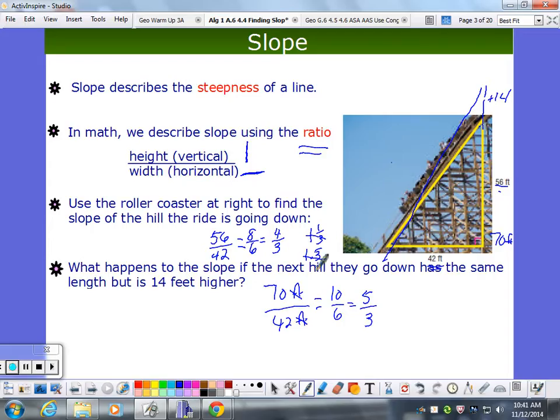Okay? Look at the numbers. This is a smaller number than that one. So as you get steeper, what happens to my slope? It gets bigger. That's exactly right. So as the slope gets steeper, if it's more steep, you're going to get a bigger slope. Now how big can that get?